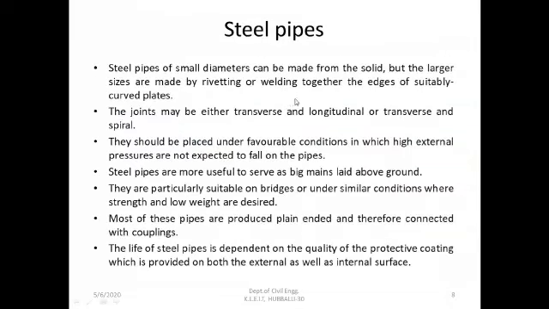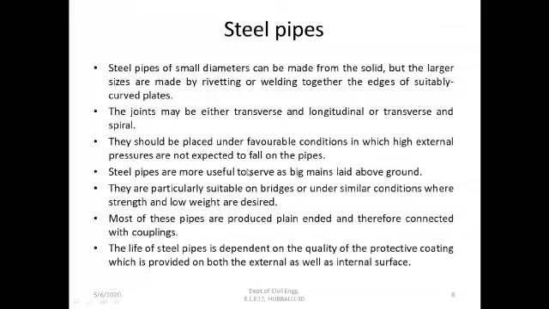Now coming to the next type, that is steel pipes. These pipes of smaller diameters are made from the solid, but the larger sizes are made by riveting or welding together the edges of suitably curved plates. That is, when larger lengths are required, they are joined either by riveting or welding, and the larger length can be obtained.